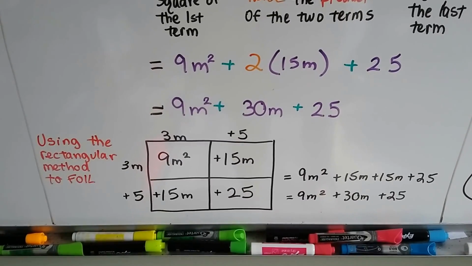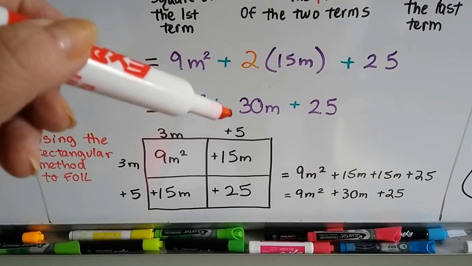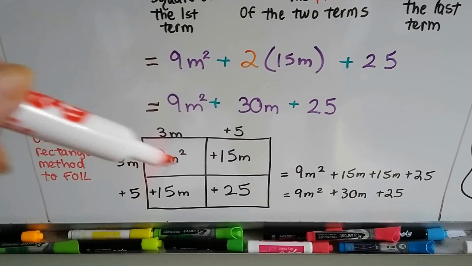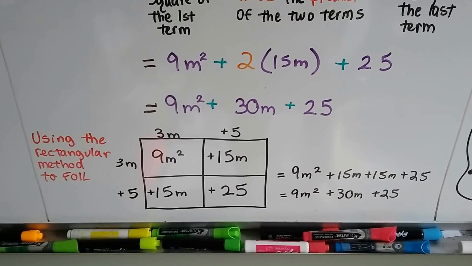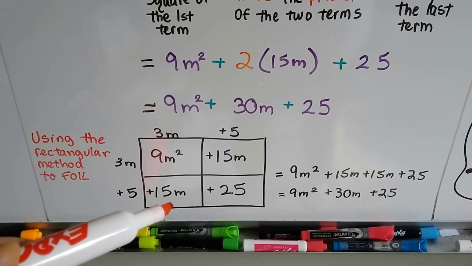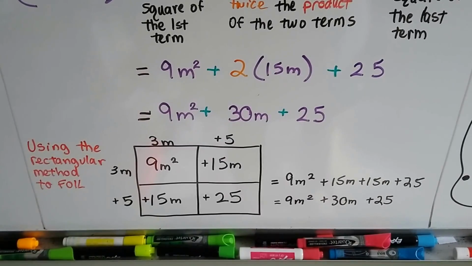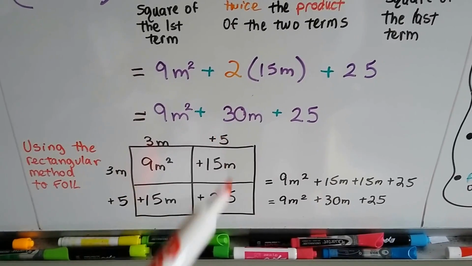3m times 3m is 9m squared. And then we multiply 3m to the positive 5, and we get positive 15m. Then we multiply this 3m to the 5, and we get positive 15m. And those are like terms. They can be added, can't they? They'll end up being 30m. And we do 5 times 5 is 25.